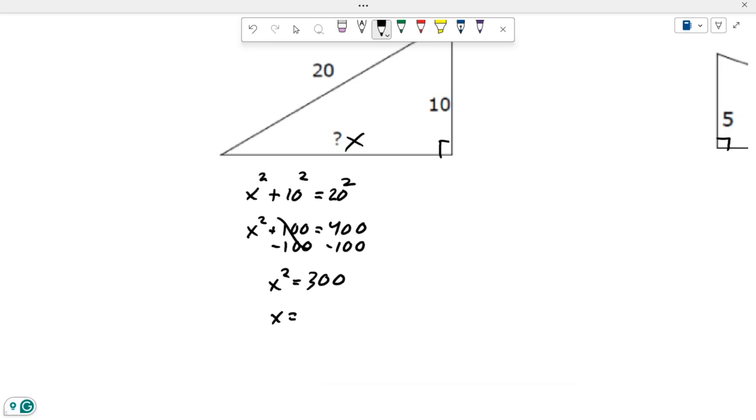And I want the square root of that. It's strictly positive because we're talking about length or distance. So it's the square root of 300. The square root of 300 is an irrational number. If you simplify it, it becomes 10 root 3. So your answer is either the square root of 300 or 10 root 3.